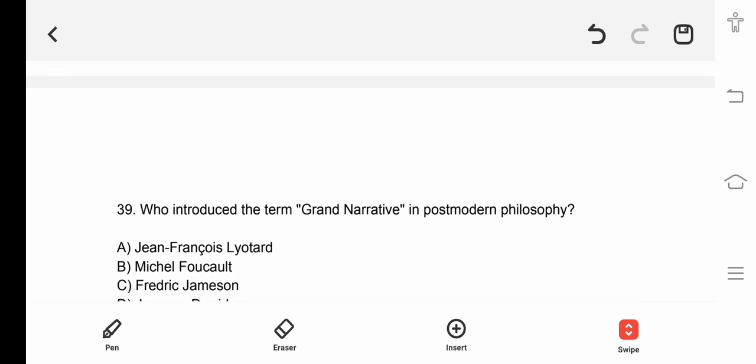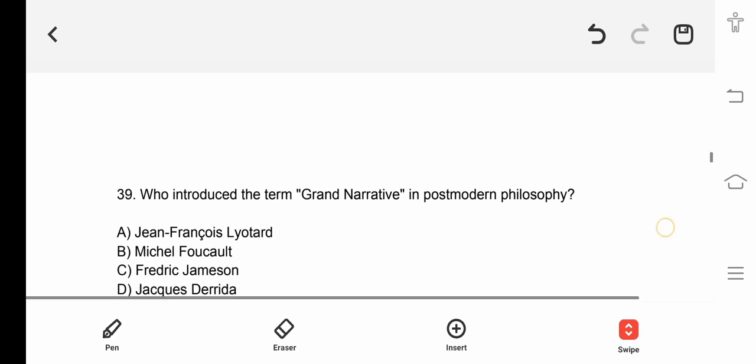Question number 39. Who introduced the term grand narrative in postmodern philosophy? This is the term for which you have to tell the writer. In the previous year's exam, January 2025, they asked the writer's name for all the concepts: who coined this term, who gave this concept, who is related with the given term. UGC NET is asking this type of question, so we have to study in depth to get all the concepts clear.